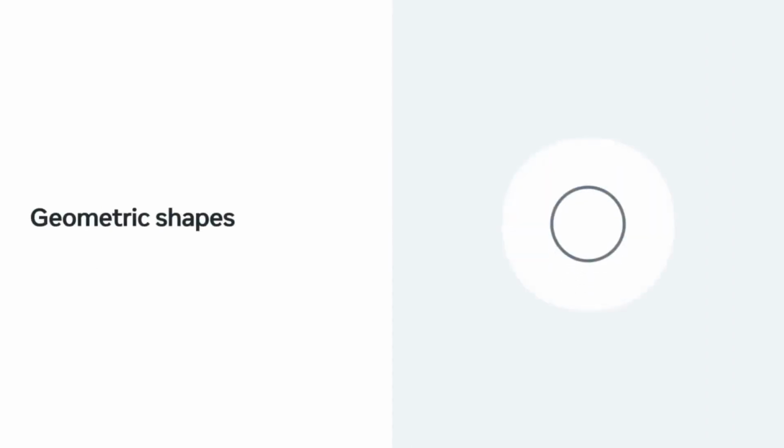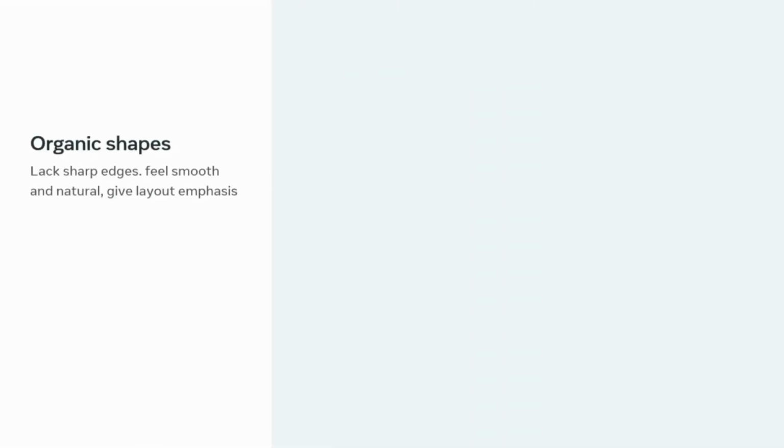The next design element is shapes. Shapes have the ability to draw your attention to a layout. There are three types of shapes: geometric, organic, and abstract. Geometric forms typically have accuracy and are structured, for example, mathematical squares, circles, and triangles. Organic shapes usually lack sharp edges and feel smooth and natural.